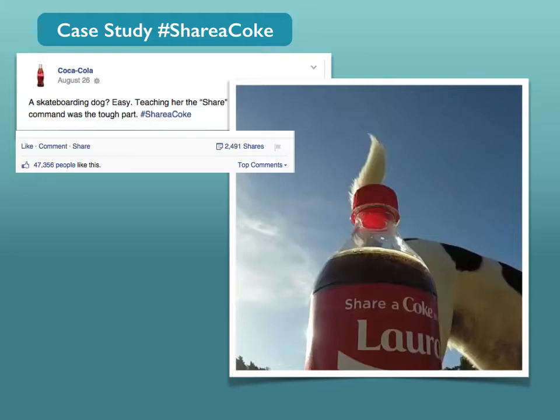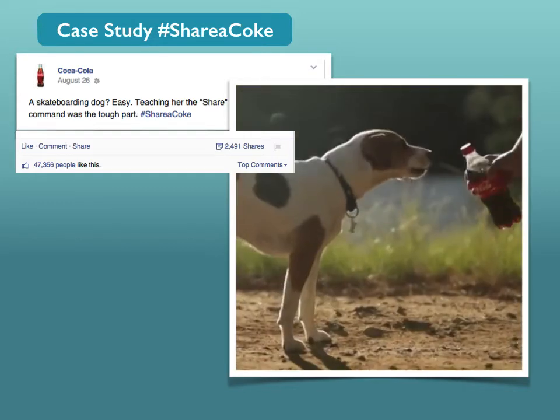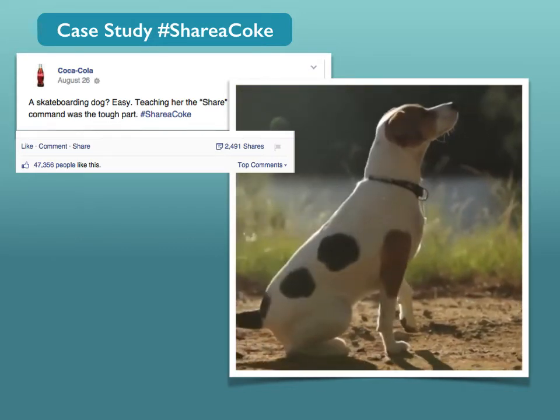On Facebook, the Share a Coke hashtag campaign won with videos and tons of fan engagement. Take, for example, this winning post, which received 50,964 total engagement. It says, a skateboarding dog, easy. Teaching her to share command was the tough part. Unfortunately, that 6-second video had no sound, but you get the whole gist of it.